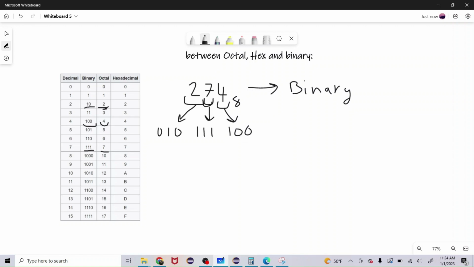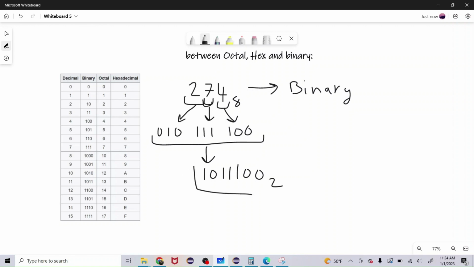So, if we put all of this together, we can pretty easily see that 274 in octal equals 010111100 in binary. And you can also remove this leading 0. It was just there to help you think about it, but this would be the answer at the end.